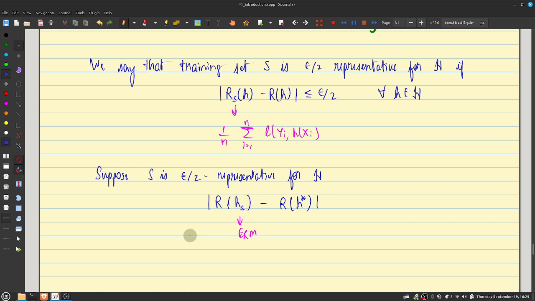See, R_S of h, R_S of h, R of h. You're saying that R of h_S minus R of h star will be less than epsilon by 2. Why? But why does that mean that it's less than epsilon by 2? R of h star is less than R_S of h_S. So again, this is an absolute value over here.